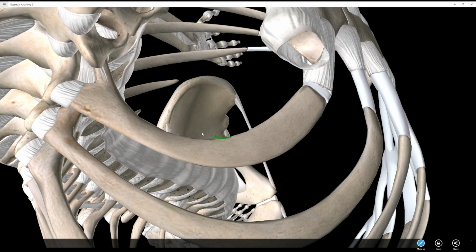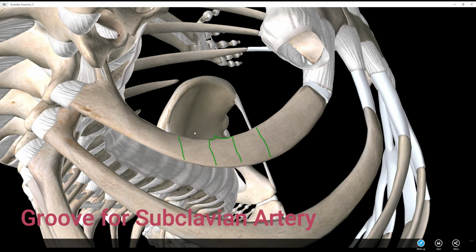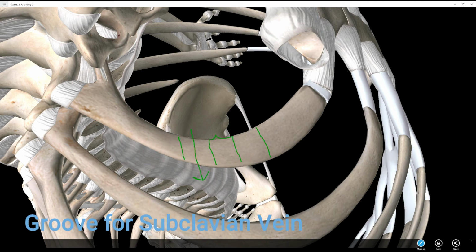Anyway, one of the reasons that structure is important to know, other than that it is a muscle attachment, is that you do have another structure on either side of it. Can't see it great here, but these are two grooves. One is the groove for the subclavian artery here. So your subclavian artery comes out over the top of rib 1. And one is the groove for the subclavian vein, which goes this way. So you have two really big blood vessels coming out right there.